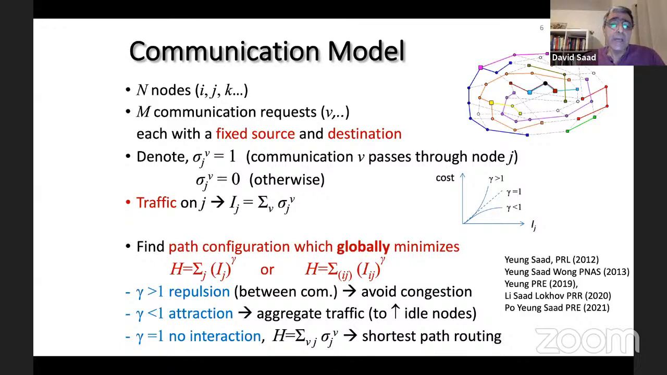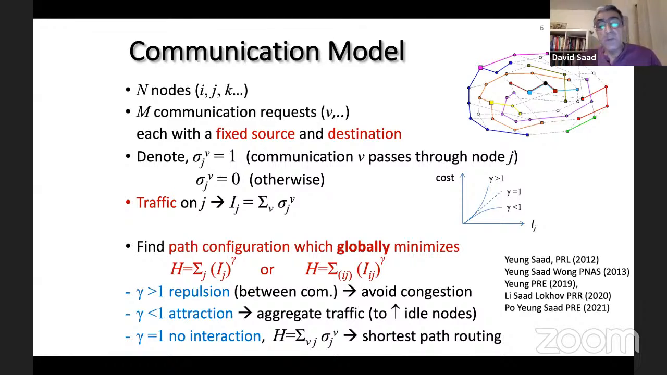The traffic on j is simply the sum over all the communications that are going through this particular node. Now, what we can do is try to optimize globally, like minimizing a cost function on a flow, either on nodes or on edges. And we can choose an arbitrary function. It really doesn't matter which one. For simplicity, we chose a polynomial with a power, gamma.